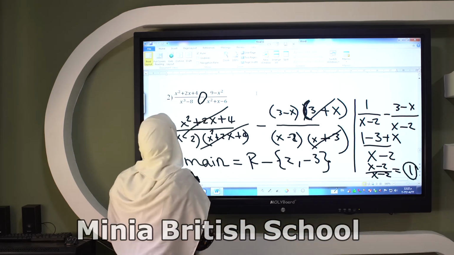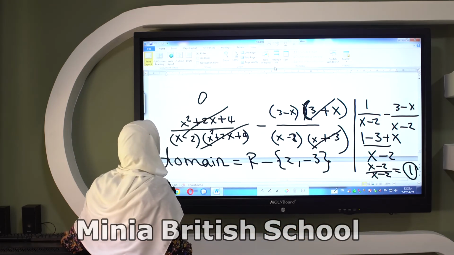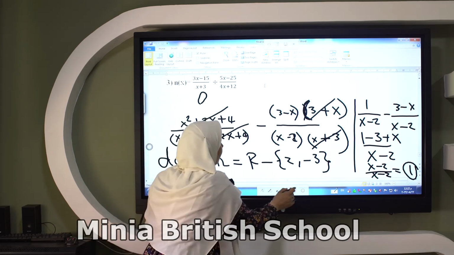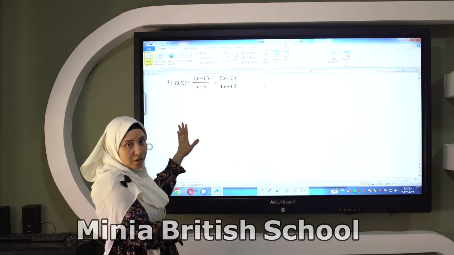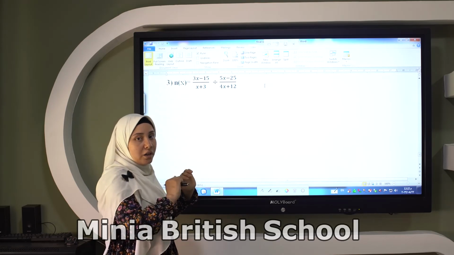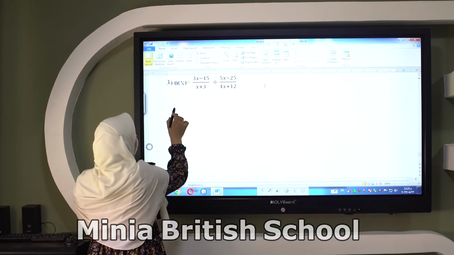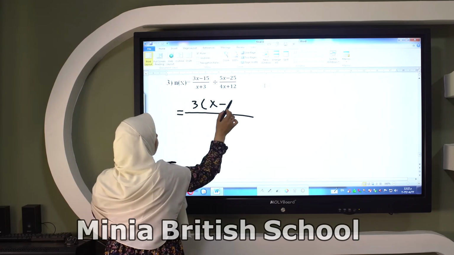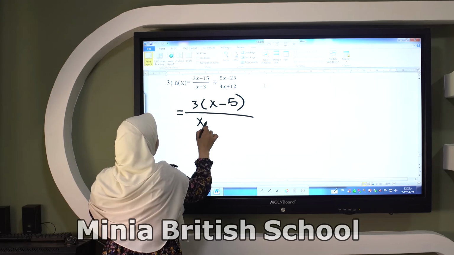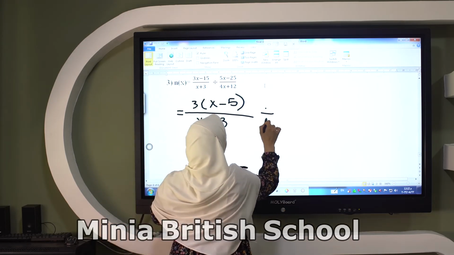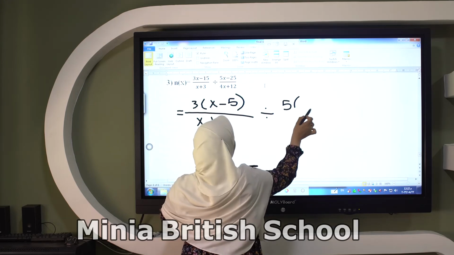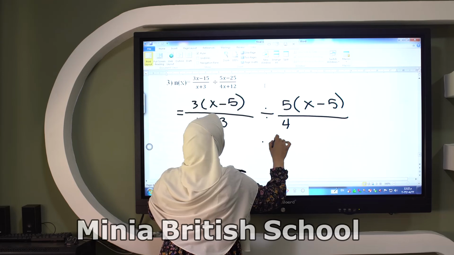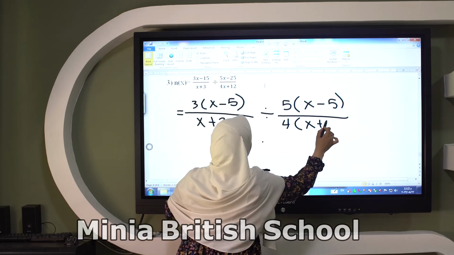Okay? And number 3, the operation here is divide. Simplify, then find the domain, then cancel. Okay, then the first one here: take 3 as a common factor, 3(x - 5) in the numerator, x + 3 in the denominator, divided by 5 common factor, 5(x - 5)... in the denominator, 4 as a common factor, 4(x + 3).